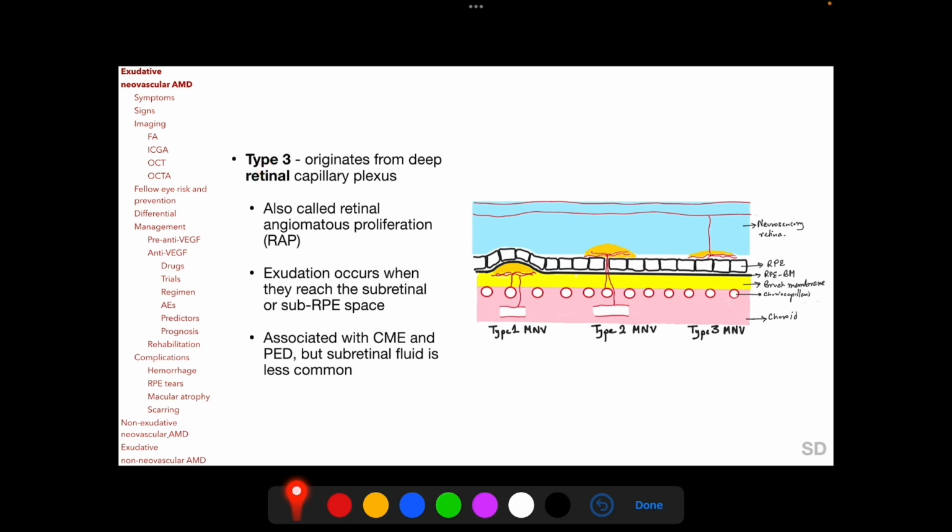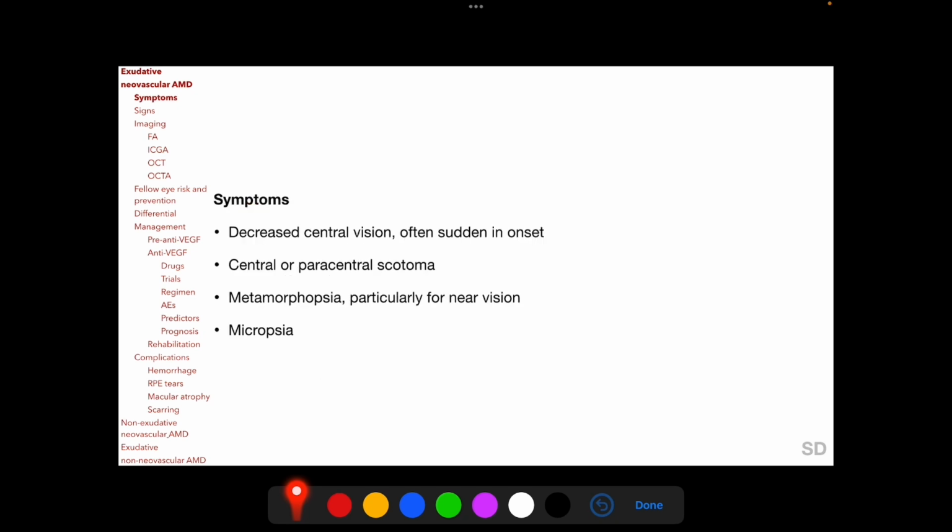Type 3 MNV originates from the deep retinal capillary plexus within the retina and is also called retinal angiomatous proliferation or RAP. Exudation from this MNV usually occurs when they reach the subretinal or the sub-RPE space, and it is usually associated with cystoid macular edema within the retina and serous PED, but subretinal fluid is less common with type 3 MNV.